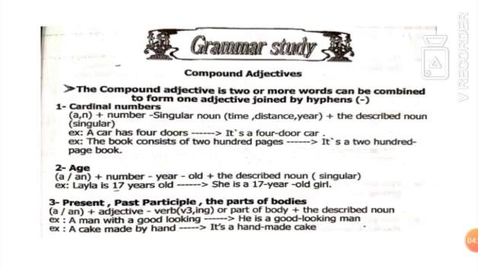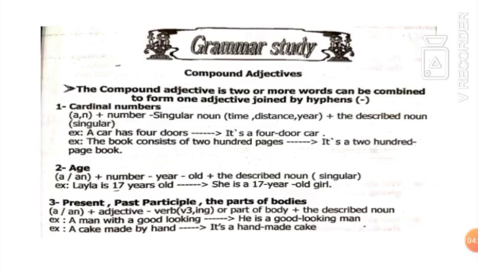We have cardinal numbers. For example, a car has 4 doors. When we want to describe this car, we can say it's a 4-door car. So pay attention, we don't put the letter S to the noun. It's a 4-door car. And we put a dash between them. 4-door. This is called a compound adjective.